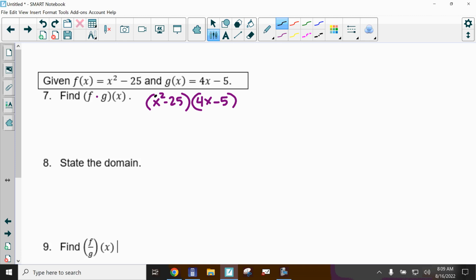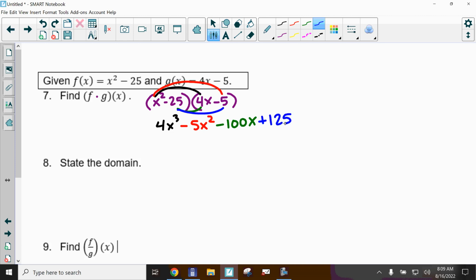So if I multiply these two together, that's going to give me 4x to the third. If I multiply these two together, that's going to give me negative 5x squared. And if I multiply these two together, that's going to give me negative 100x, almost forgot. And then if I multiply these two together, that's going to give me plus 125.